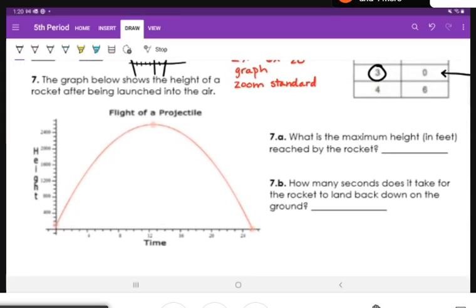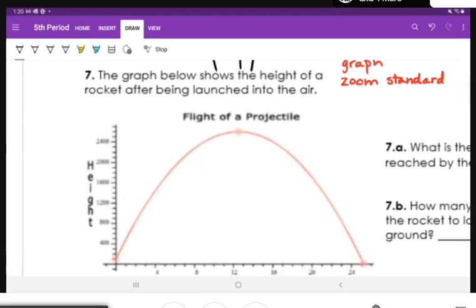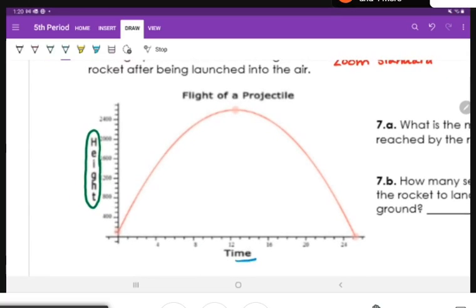Number 7 looks like it's a word problem, but it's kind of not. It's really just a picture problem. Look at the picture, interpret the information. So the intro tells us that this graph shows the height of a rocket after it's launched into the air. Notice that the height is your y-axis and time is your x-axis.